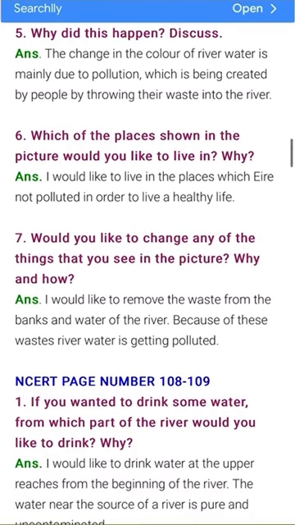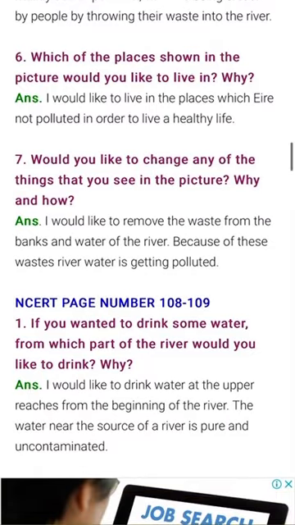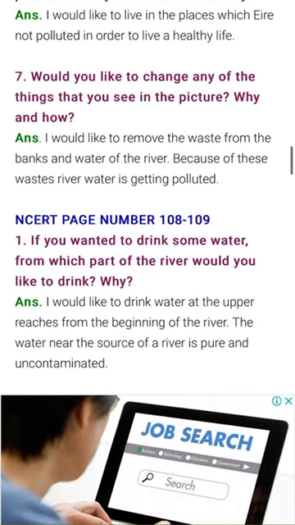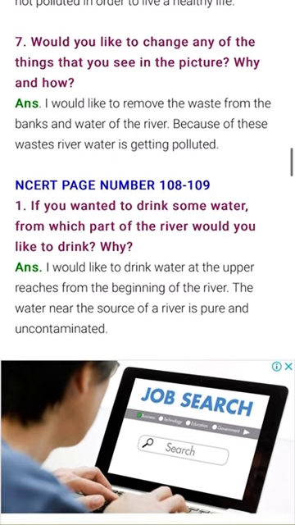6. Which of the places shown in the picture would you like to live in? Why? Answer: I would like to live in the places which are not polluted in order to live a healthy life. 7. Would you like to change any of the things that you see in the picture? Why and how? Answer: I would like to remove the waste from the banks and water of the river. Because of these wastes river water is getting polluted.